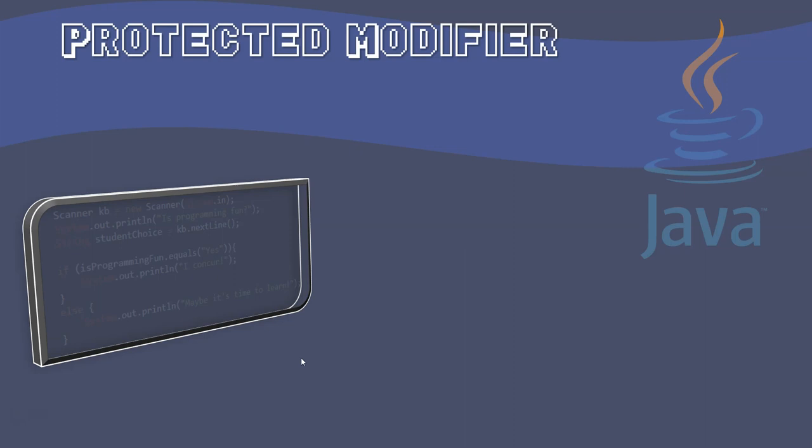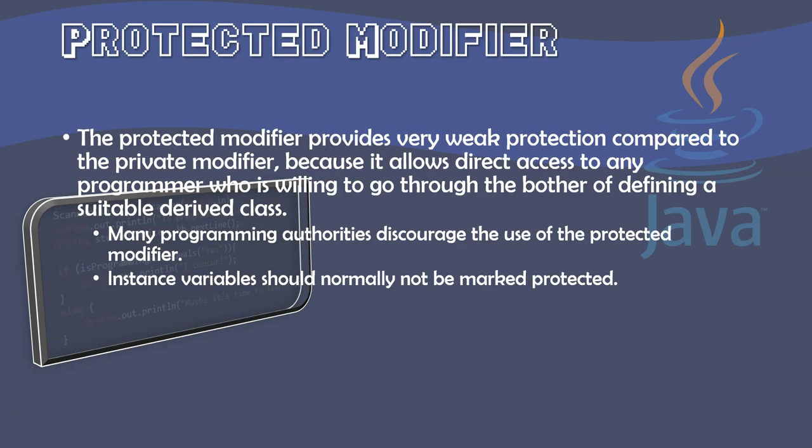Now the protected modifier is a nice little keyword that gives us some power, but it's considered pretty weak by most comparisons. If we look at the private modifier, it really keeps that restriction in place for instance variables that belong to one class. The reason it's weak is because it allows direct access to any programmer who's willing to go through the bother of defining a suitable derived class. So if I really want to, I can use those variables in any manner I want, as long as it's a derived class.